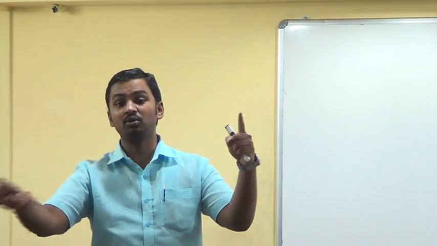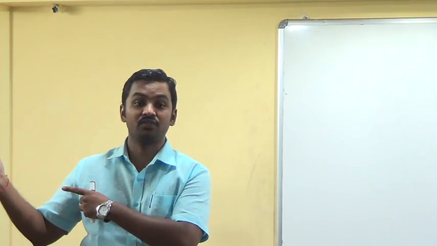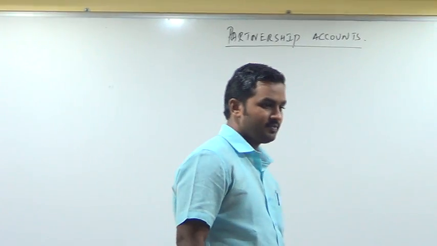So if a partner draws money on 1st May and the firm is following calendar year, 1st May to 31st December, the firm will charge interest to the partner. The same partner again draws money on 1st August. From 1st August to 31st December, the firm is going to calculate interest and charge interest on the partner. Interest is income for the firm, expense or loss for the partner. Is it clear?